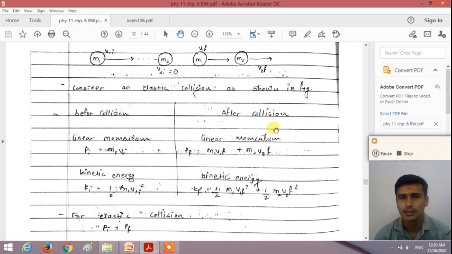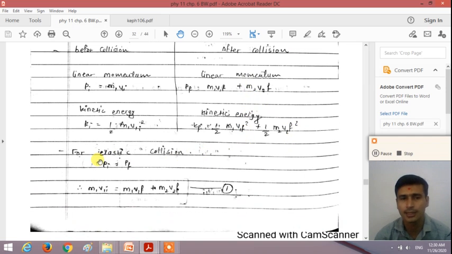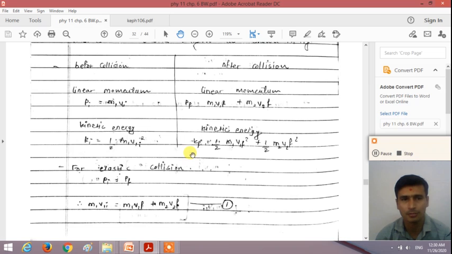After the collision, the velocity of m1 is v1f and the velocity of m2 is v2f. So linear momentum after the collision Pf is equal to m1 v1f plus m2 v2f. Similarly, kinetic energy after the collision Kf is equal to 1/2 m1 v1f squared plus 1/2 m2 v2f squared. Now for the elastic collision, the linear momentum before the collision and after the collision are same. So from the above equation, m1 v1i, that is the linear momentum before the collision, is equal to m1 v1f plus m2 v2f, right?